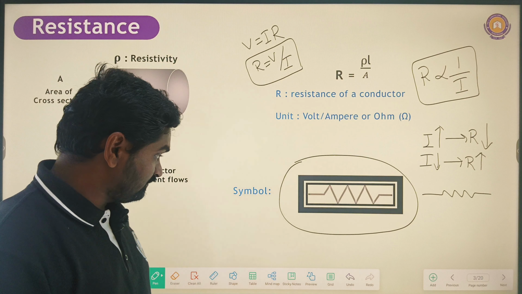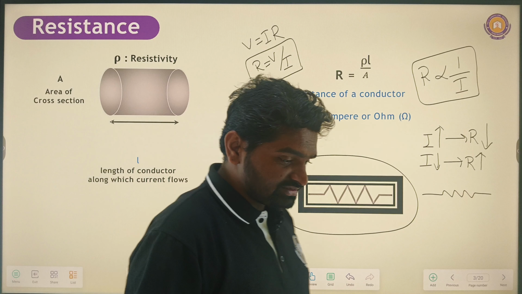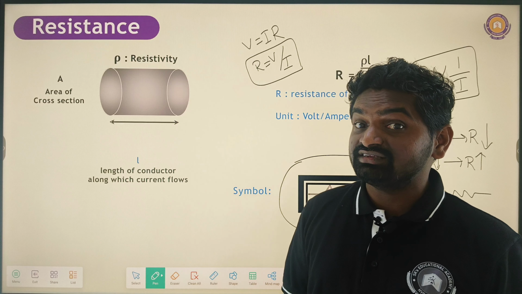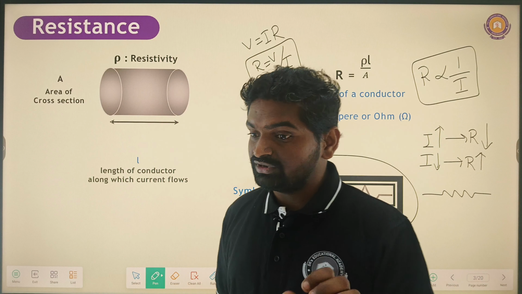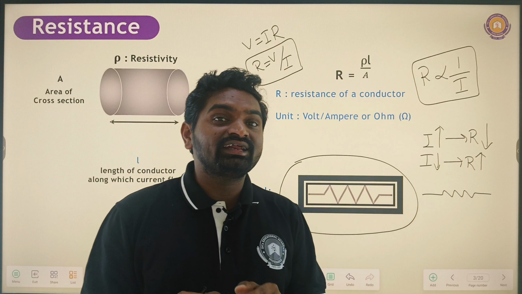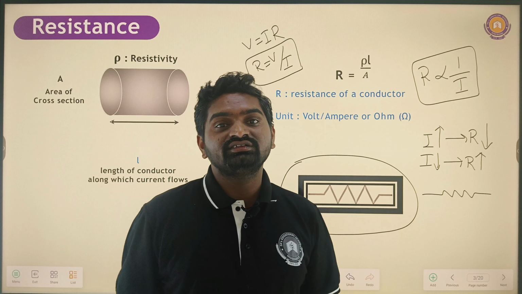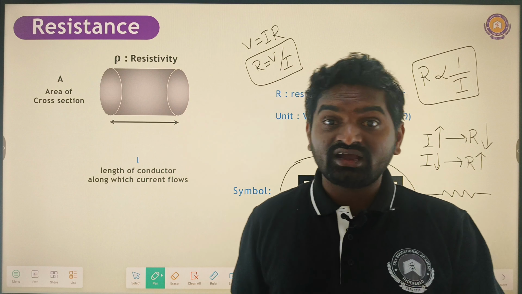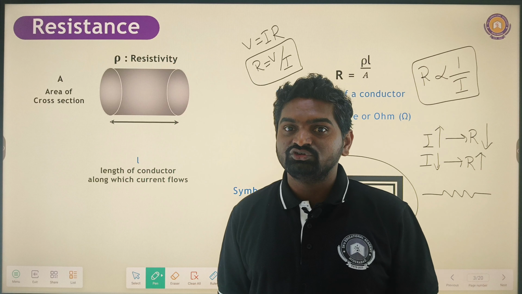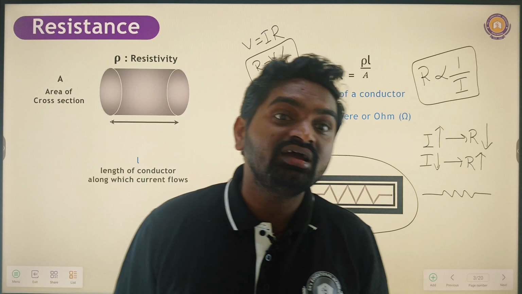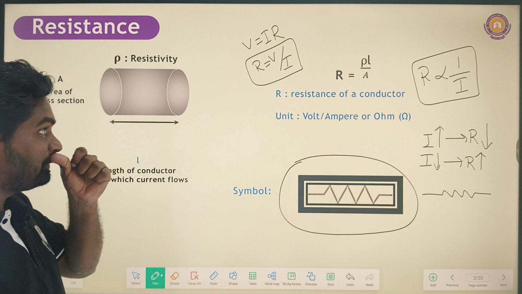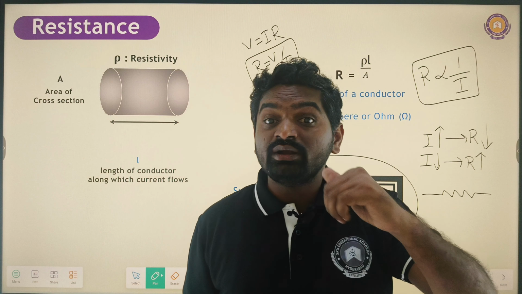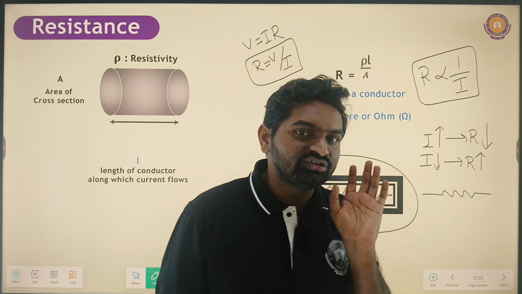Suppose I give electrical energy to the resistor, but the resistor gives heat energy. Electrical energy is converted into heat energy, because energy is neither created nor destroyed, but it can be converted from one form to another. So the definition of resistance: resistance opposes the flow of electrons and produces heat energy.